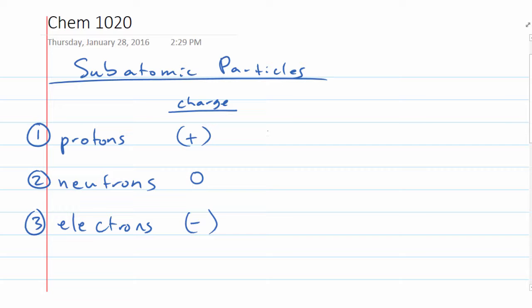You should know the symbols we use, which are very simple. It's the first letter of each word: P, N, and E. And sometimes we show it as P with a positive charge, N with a superscript 0, and E with a negative charge.